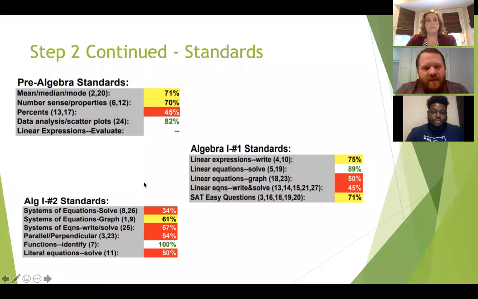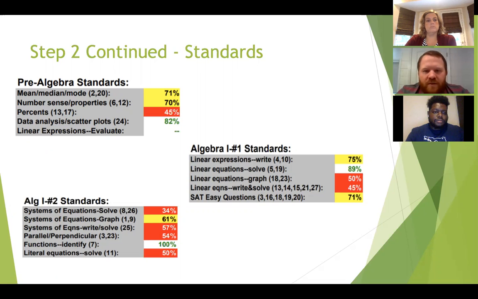Going to the next slide, you've got the actual standards that are broken down. This test covered 3 standards. 2 of those are part of linear expressions and systems of equations, which are going to be most problematic for these students. But with mean, median, mode, and the pre-algebra standards on the top left, there are no major problems other than percentages. The students didn't do well on percentages.